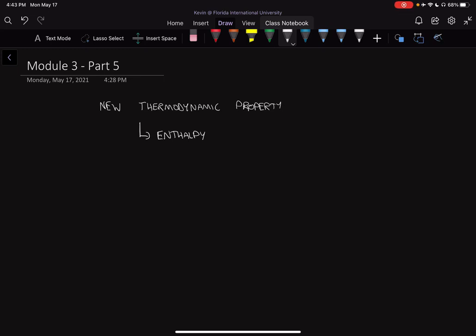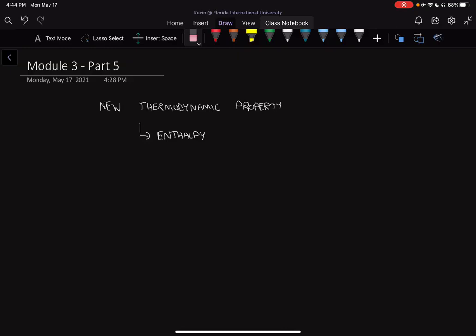In Module 3, Part 5, we're going to be introducing a new thermodynamic property called enthalpy, and we'll continue our discussion of the first law of thermodynamics for control mass. So, what is enthalpy? Before we get started with what enthalpy is, let's try and derive that value for enthalpy and what enthalpy actually means.